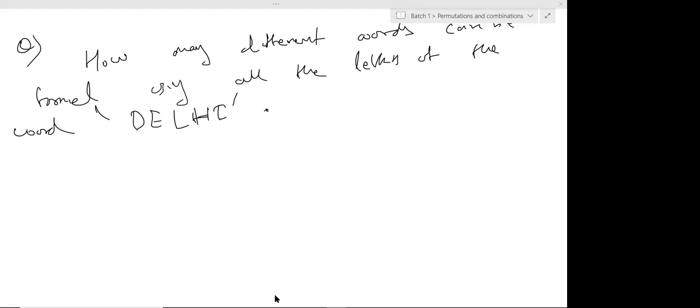Anyone has the answer? Shavya, Gautam, Asma, Abdul. 5 or 5 factorial? Five factorial, and the answer of 5 factorial is 120. All right. Gautam, is it clear? Yes, sir. Okay.